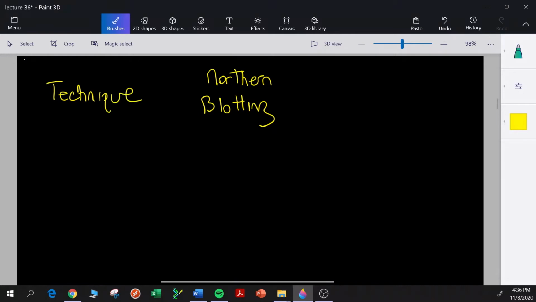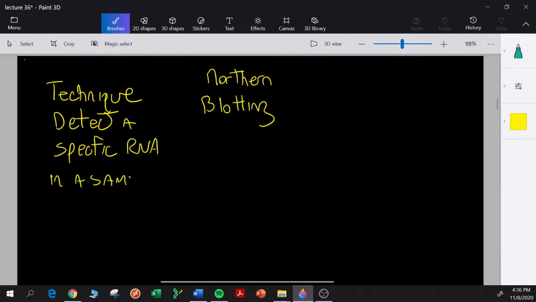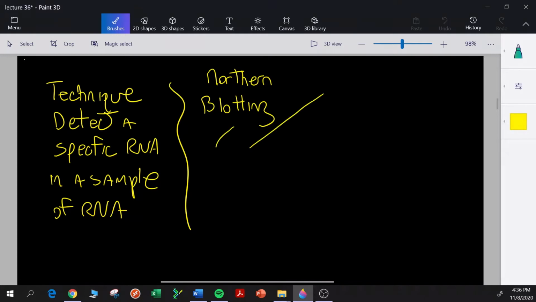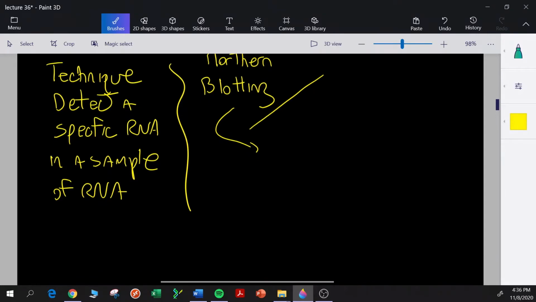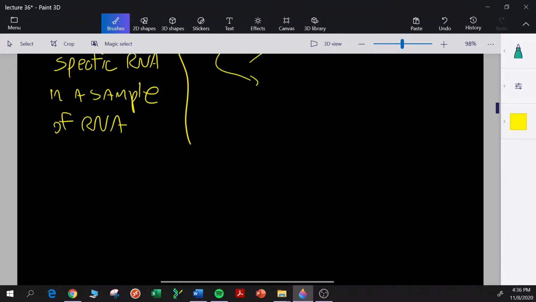It is a technique used to detect a specific RNA molecule in a sample of RNA. Okay, so a technique to detect a specific RNA molecule in a sample of RNA. Maybe the best way to introduce this technique is an imaginary experiment where we need to use northern blotting to test the hypothesis.